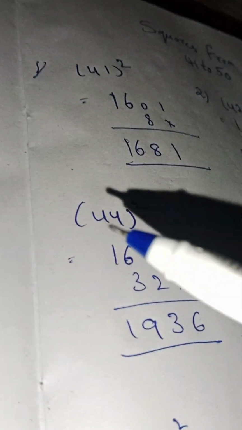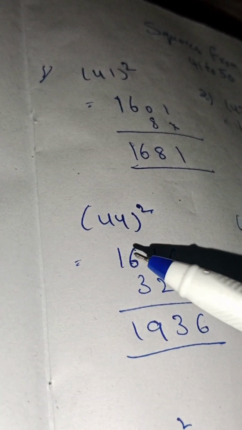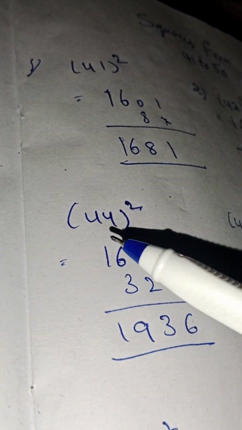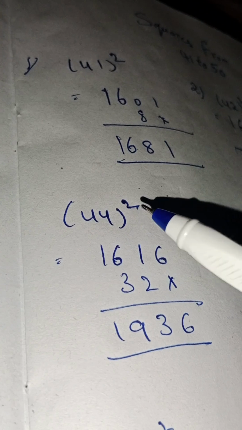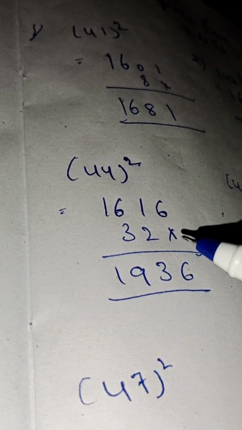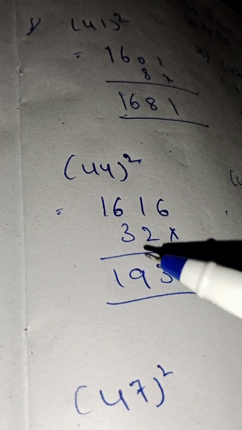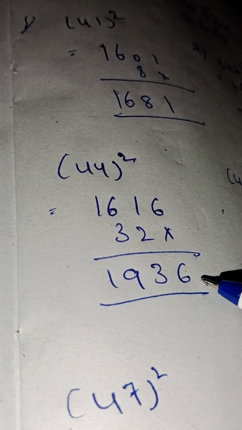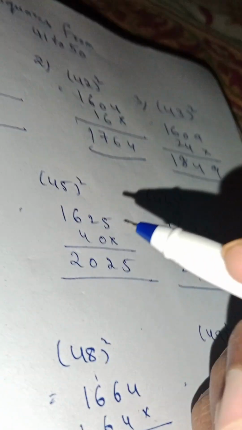Again for the 44, 4 square is 16 and 4 square is 16. Again 4 4s are 16, 16 2s are what? 32. So if we add this, 6, 3, 9, 1, 1936 will be the 44 square.